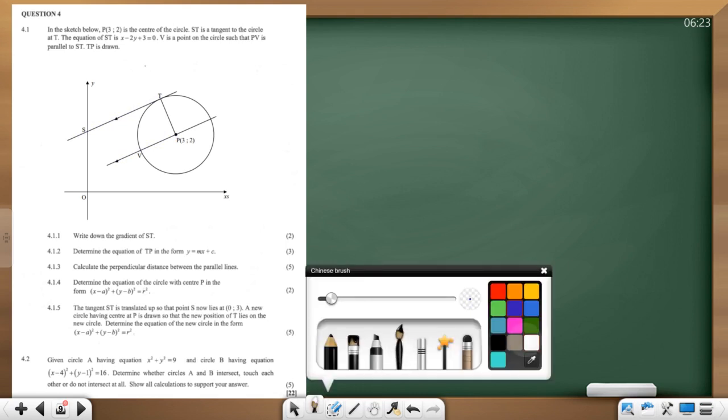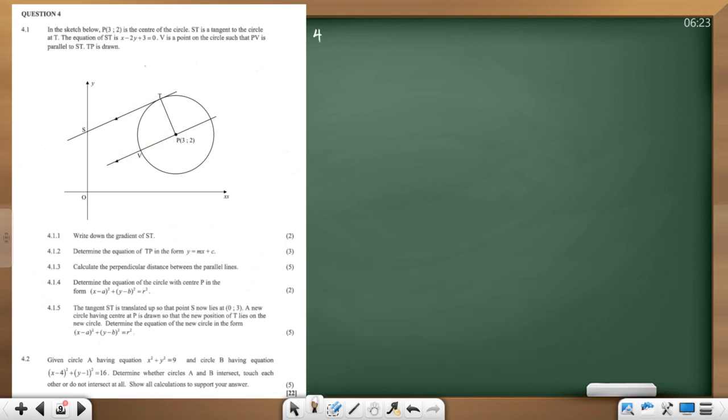Okay, we do know something though. 4.1.1. We are given x minus 2y plus 3 equals 0. Let's always change this to the standard equation. If I move my 2y over, is that fine? Then we divide. What do we have? y equals 1 over 2 x plus 3 over 2. Gradient is equal to what? Half. We're done.